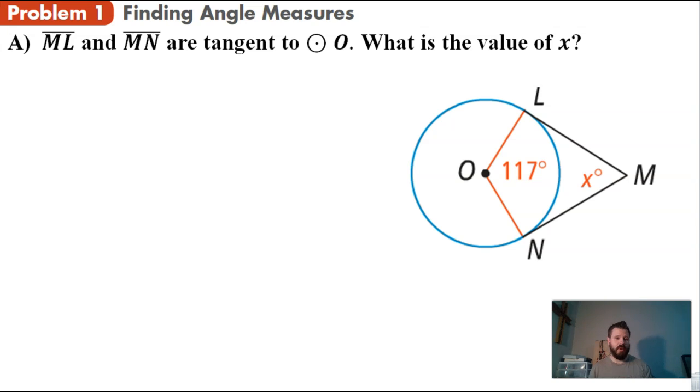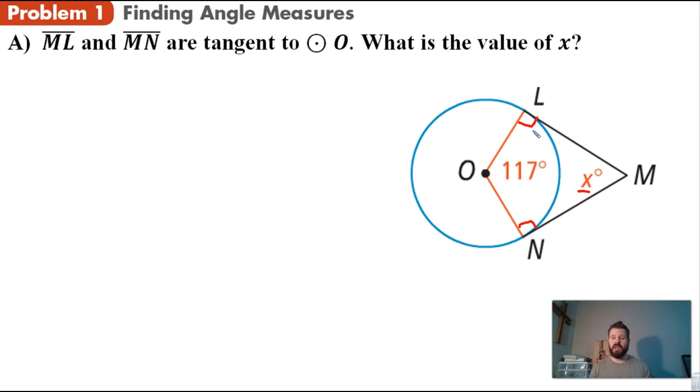Problem 1, part A says ML and MN are tangent to circle O. What's the value of x? So what I have here is a circle with two tangent lines, LM and MN. And anytime you hear tangent to a circle, the first thing you should probably do with that problem is draw right angles in. When you think tangent, think right angle. What's the value of x? In other words, what's the measure of this angle?